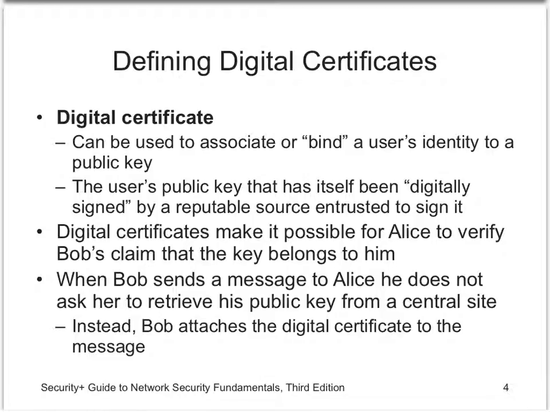It says here that digital certificate makes it possible for Alice to verify Bob's claim that the key belongs to him. When Bob sends a message to Alice, he does not ask her to retrieve his public key from a central site. Instead, Bob attaches the digital certificate to the message. And the way we did it in our lab was that digital certificate actually had in it all of the trust that you set up with all the users from the keys that you've received.